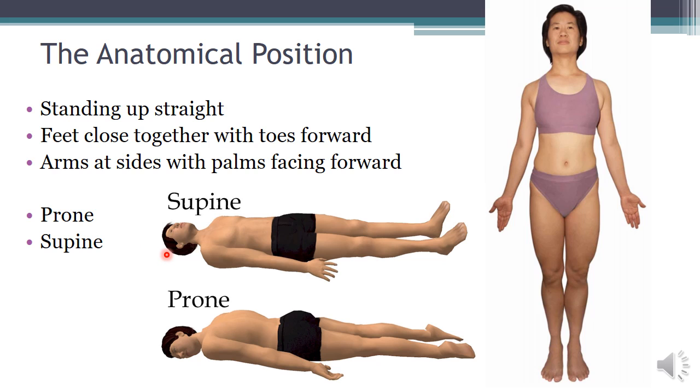Individuals can be described as either prone or supine when they're in the lying down position. If a person is described as supine, they'll be lying down on their back, face up, typically in the anatomical position. If a person is described as prone, that person will be lying face down, typically in the anatomical position.